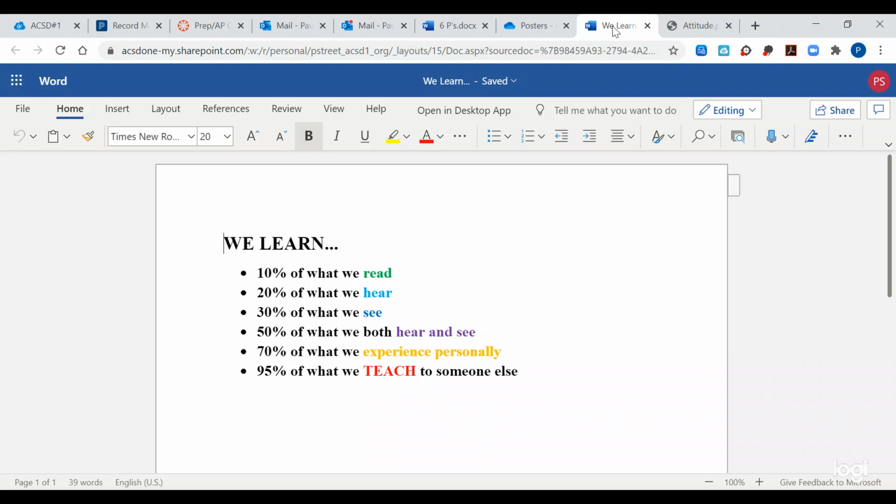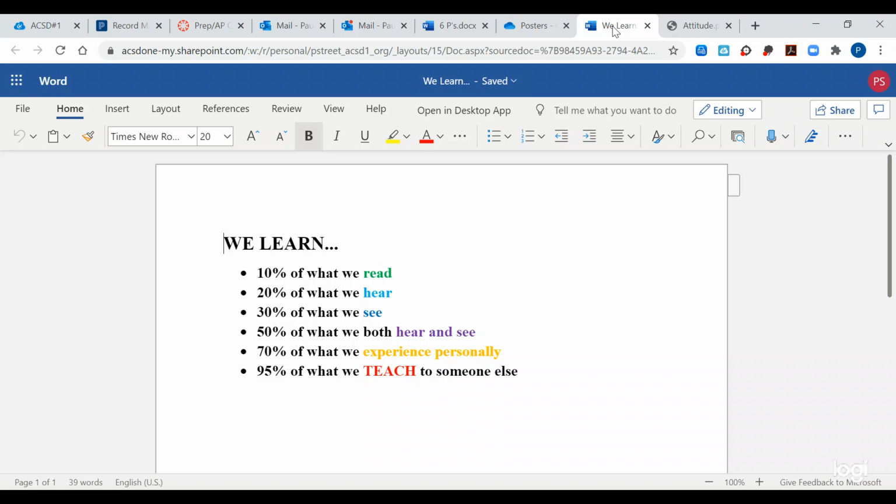30%, what did I say? 30% of what we see, and then 50% of what we both hear and see. So here again, as you involve more senses, you start to get more improvement. And that's what we talked about with notes, where you're going to get the hearing and seeing, and then also we're going to try to throw in the kinesthetic sense when you actually write it down. But now we start to get into the parts that we want to get. That's 70% of what you experience personally.